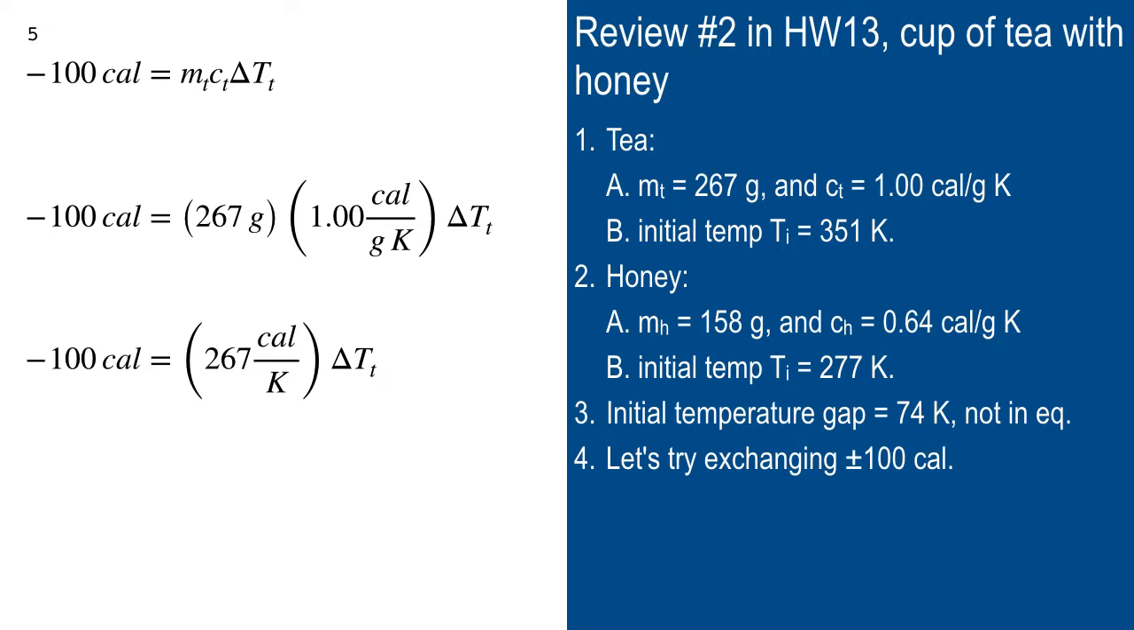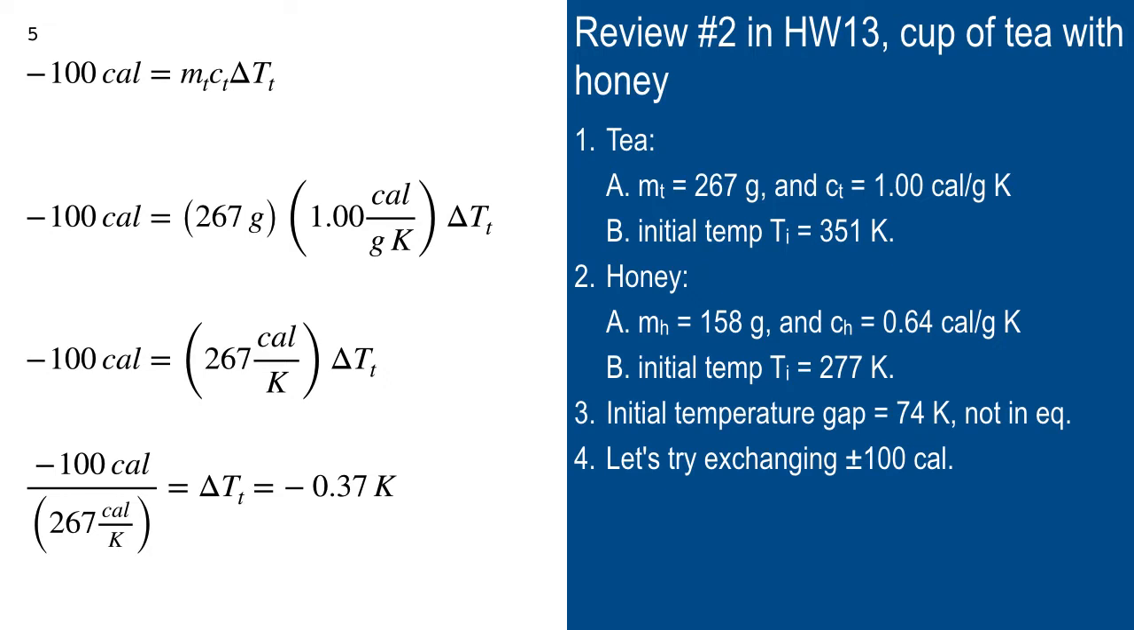So, anyways, here we go. We have minus 100 calories. We're cooling down by 100 calories, or we're losing 100 calories. 267 calories per Kelvin in the first parenthesis on the right, third equation block, and then delta T of the green tea mixture. All right, so we can divide both sides by 267 calories per Kelvin, which is what I've got there.